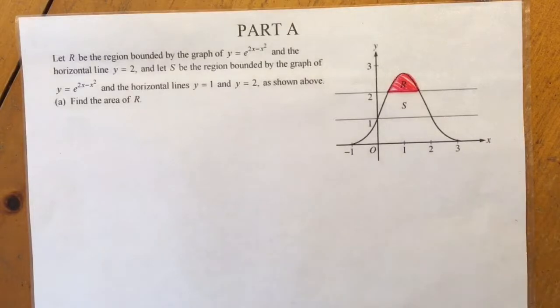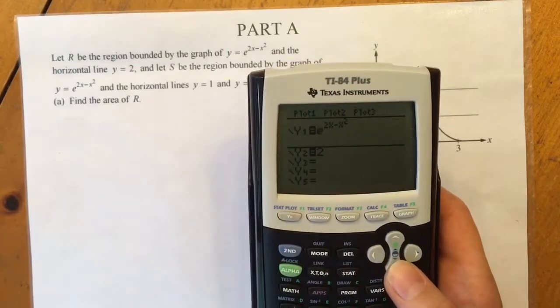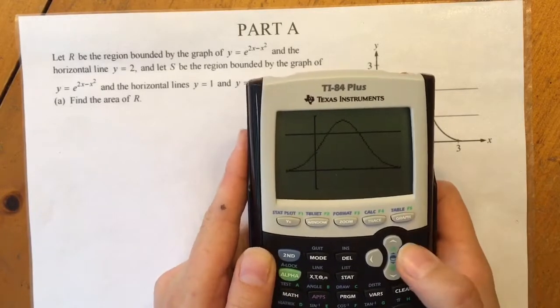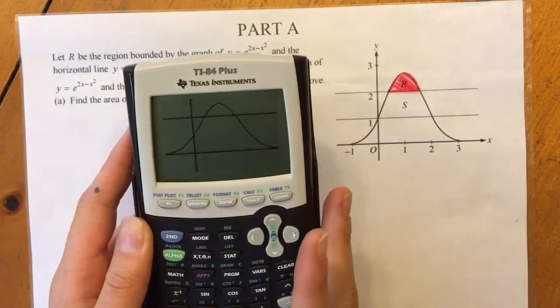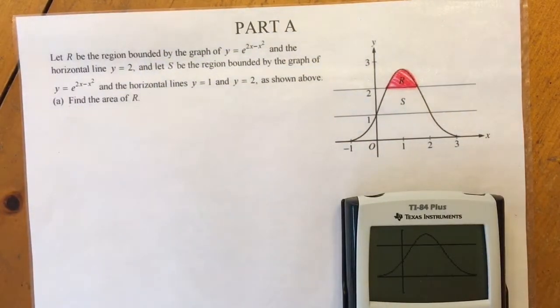Now before we go any further, I think it's smart to type everything into the calculator because we know we're probably going to have to use it at one point, because this is a calculator active question. So I have typed my e up to the 2x minus x squared and my y equals 2 into my y equals, and I've graphed it so that the window matches the one shown here, just because it makes everything easier to see. Alright, so now let's get started on the problem.